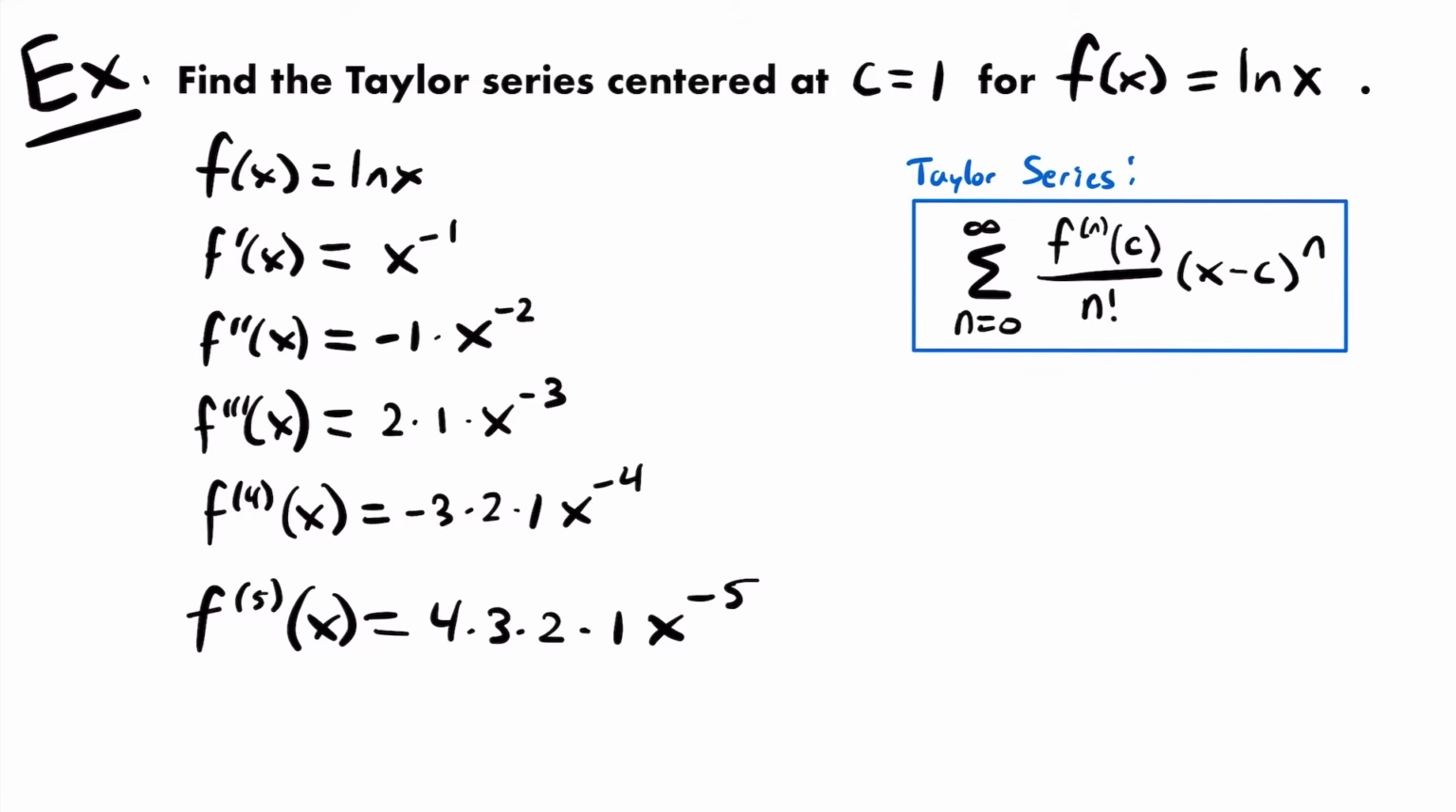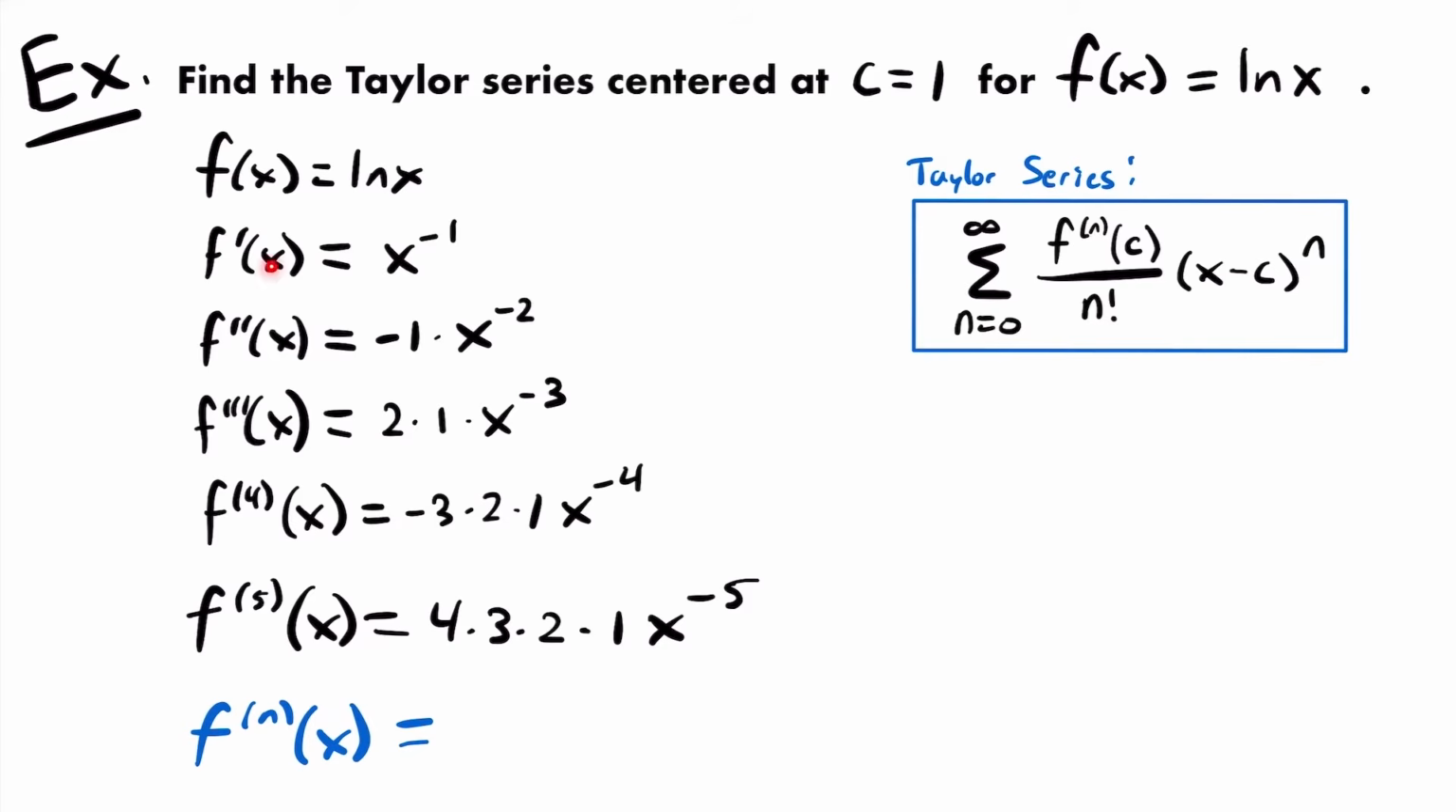So what could we say that the nth derivative of x is equal to, based on these first 5 derivatives? Well, the first thing I notice is that for each of these derivatives, we have x raised to a power, where that power is the negative version of the value of n that we would be working with.